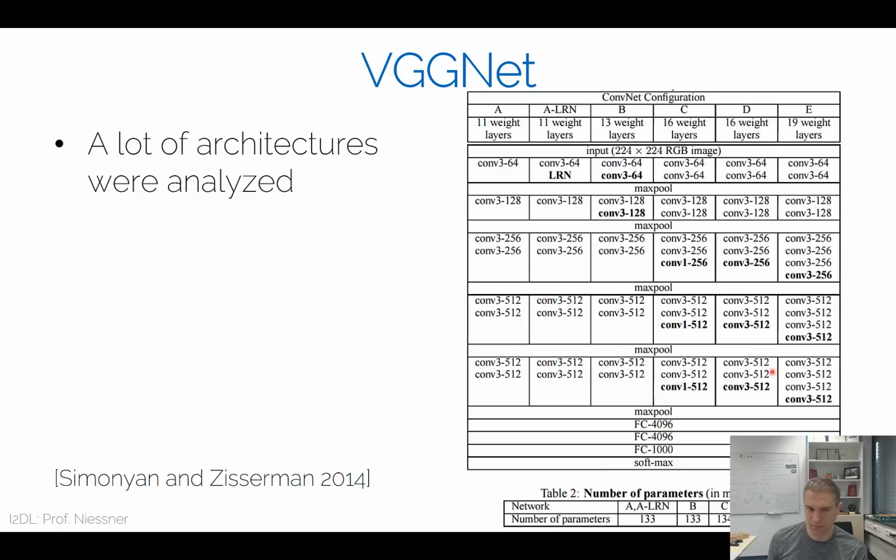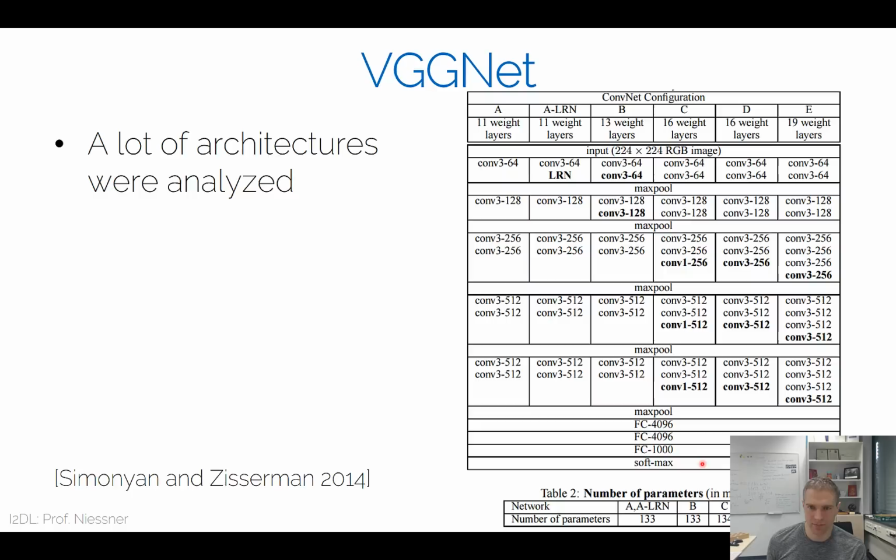What's interesting here is the number of parameters. Between these different configurations it ranges from 133 million to 144 million, so it doesn't actually change that much. The reason it doesn't change much is that a lot of the parameters are actually here at the bottom. So check this out and do the math here. I really want you to sit down and figure out how the weight distribution looks.